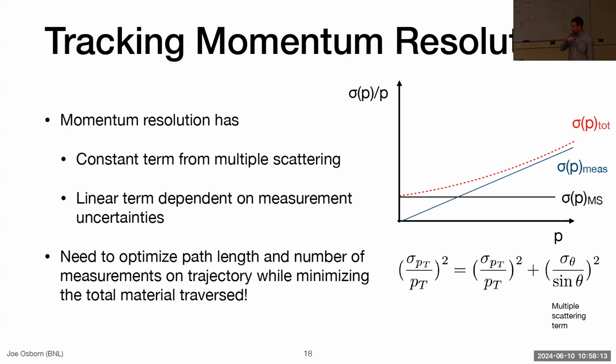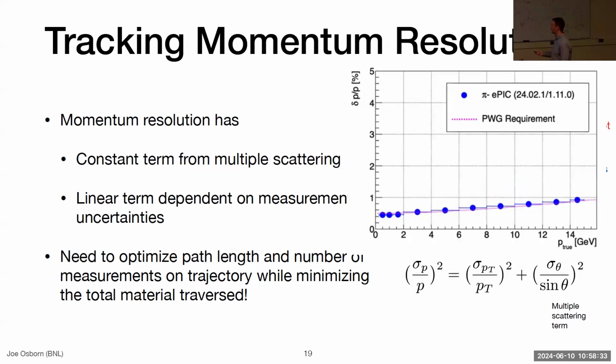So tracking optimization is a tricky problem where you need to optimize the path length and number of measurements on a trajectory while minimizing the total material that's traversed, so that this entire distribution is as low as possible, or as low as needed for your physics measurements.